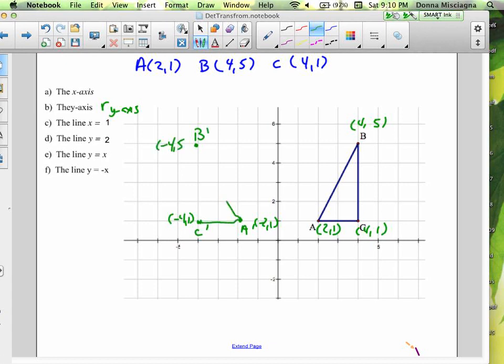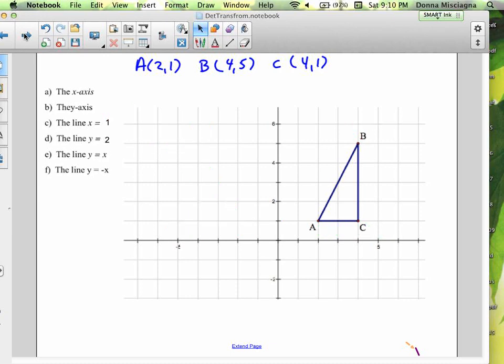All right, so notice mirror image. Notice whatever was closest to the x-axis, or line of reflection, on the pre-image is the same part that's closer on the image. And boy, that's a horrible looking triangle. Let's do the next one.